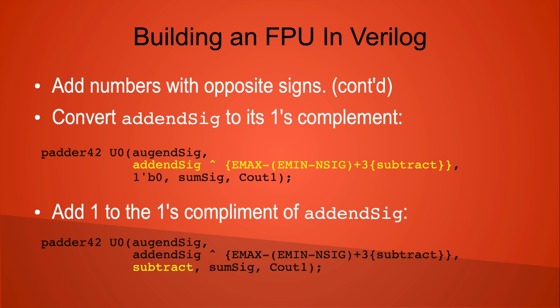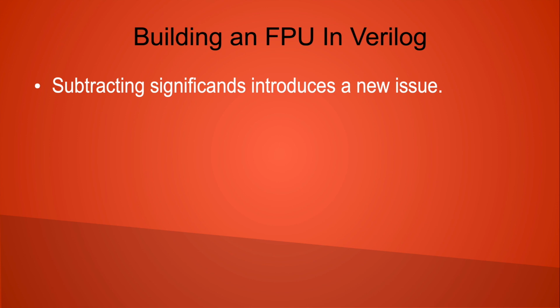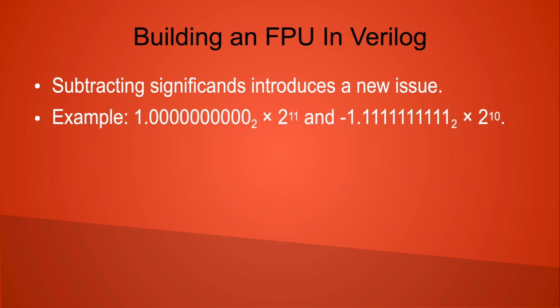If necessary, pause the video and take a few moments to convince yourself that when the signs of the Augend and the Addend are the same, the significands will be added. But when the signs of the Augend and Addend are different, the significands will be subtracted. Now we need to move on to deal with the side effect of subtracting the two significands because their signs are different. Let's look at adding 1 point followed by 10 zeros times 2 to the 11th power, and negative 1 point followed by 10 ones times 2 to the 10th power.